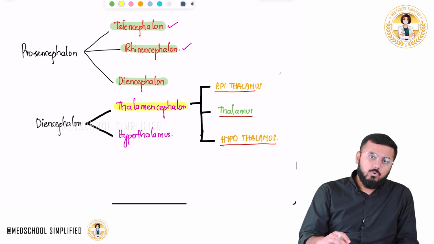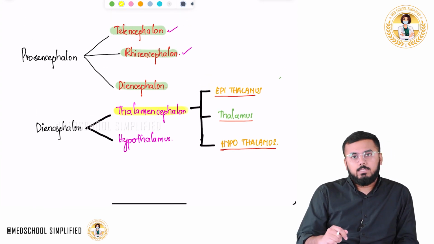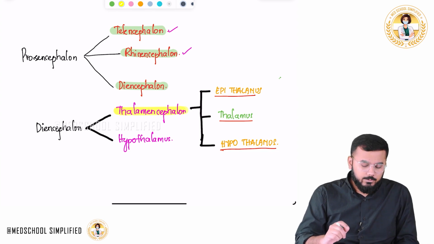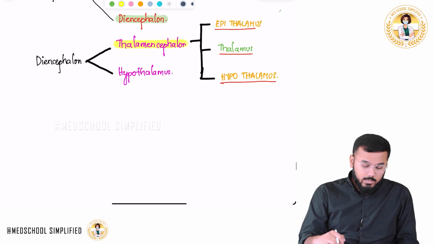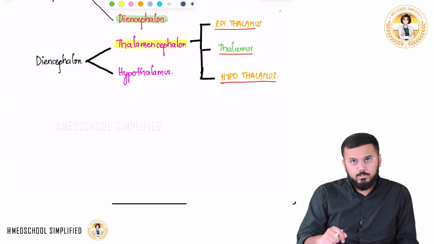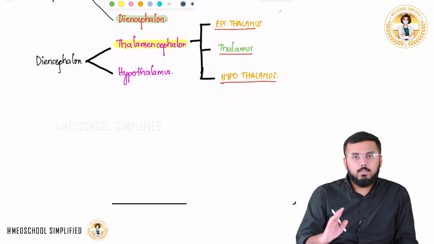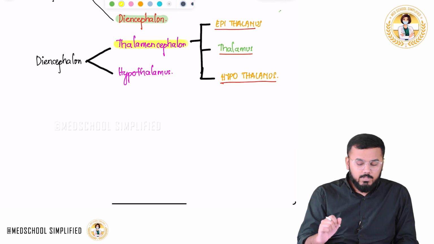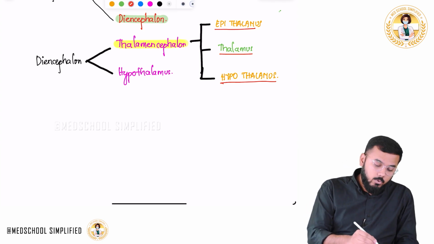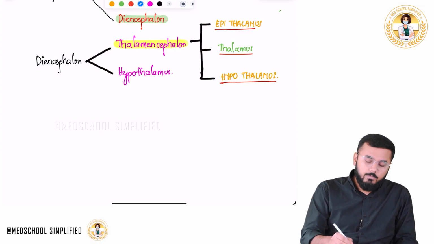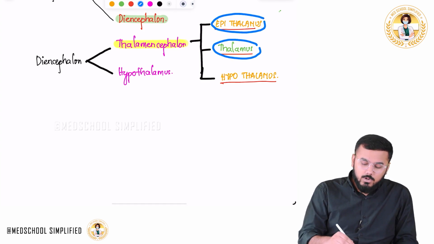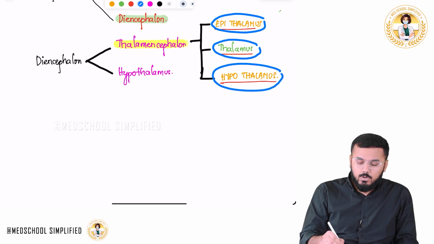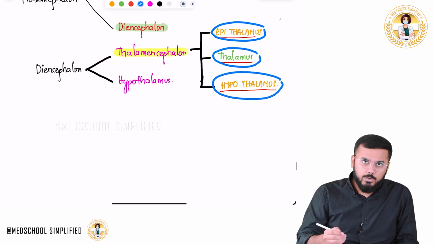So what did we discuss just now? The prosencephalon is of three different types: the telencephalon, the rhinencephalon, and the diencephalon. The diencephalon is again of two types: the Thalamencephalon and the hypothalamus. Within this Thalamencephalon, there are three important parts: the epithalamus, the thalamus, and the hypothalamus.